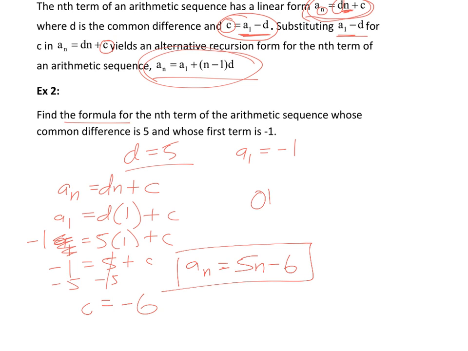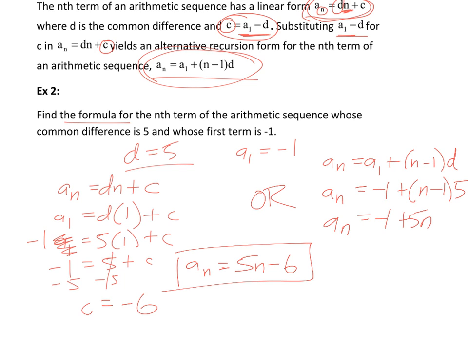Another approach is to take the longer formula, a sub n is equal to a sub 1 plus n minus 1 times d. So a sub n is equal to negative 1 plus n minus 1 times 5. Then a sub n is equal to negative 1 plus 5n minus 5, and that simplifies to a sub n equals 5n minus 6. Different approach, same result.